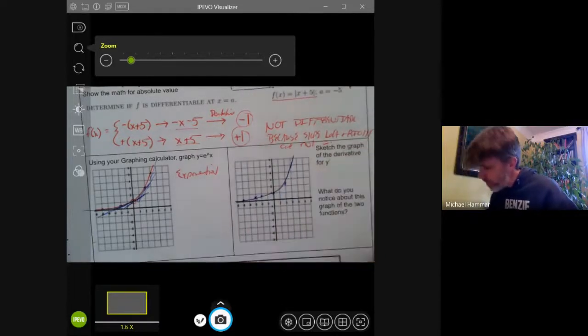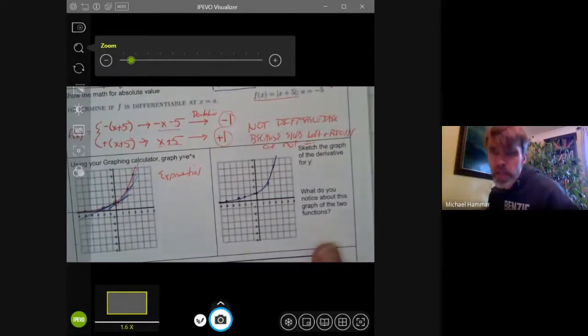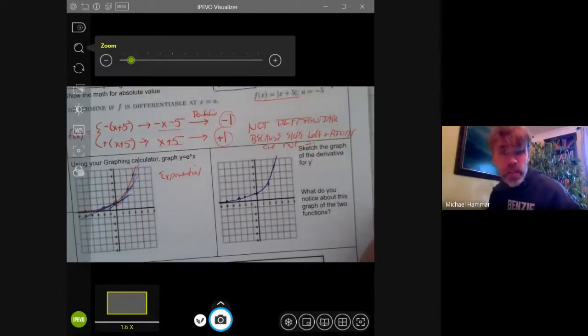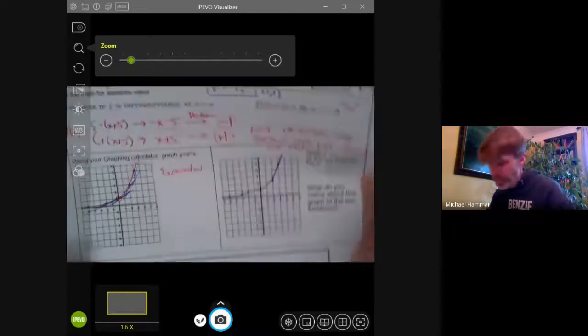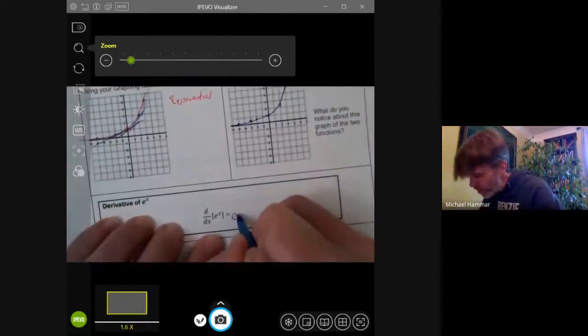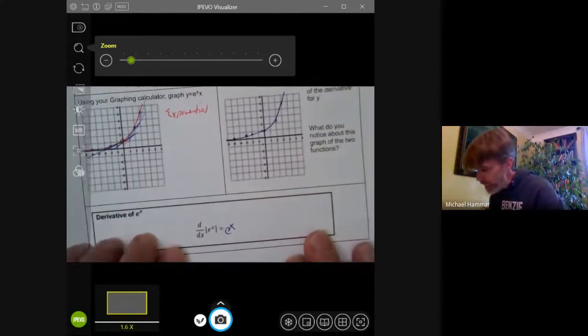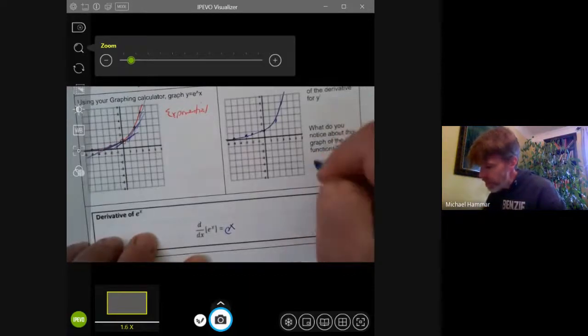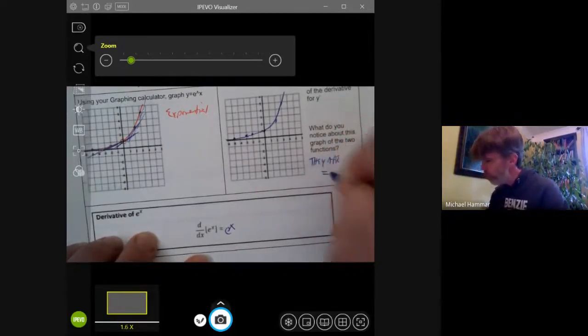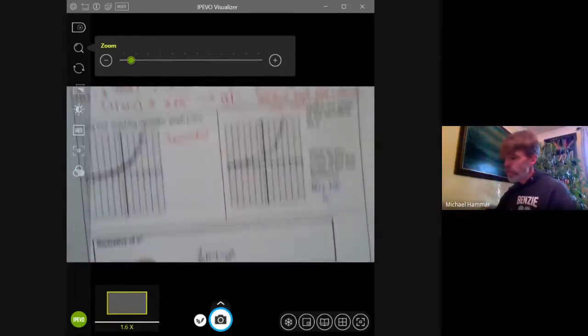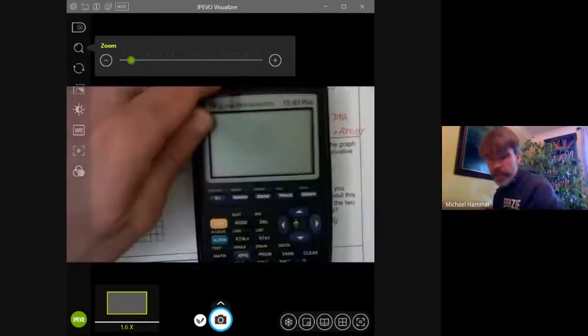So here's the weird thing about e to the x. The derivative of e to the x is actually e to the x. So when you look down here, for the derivative of e to the x, I want you to write e to the x. They are equal.